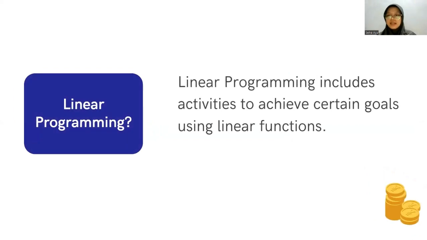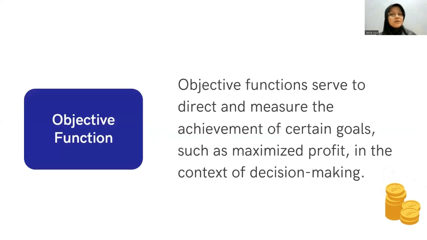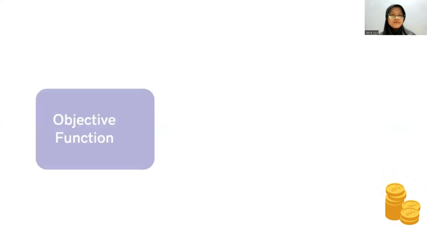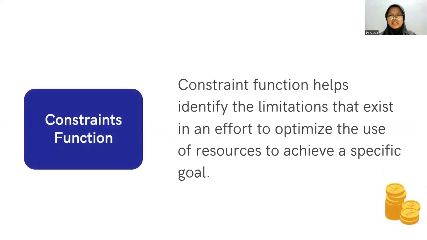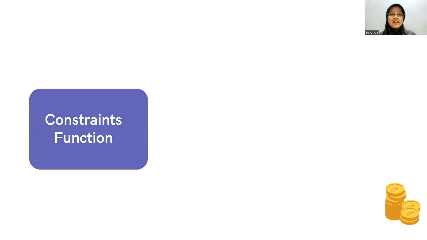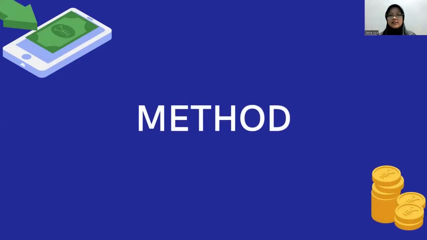So, what is linear programming? Okay, linear programming includes activities to achieve certain goals using linear functions. And then, what is the objective function? Objective functions serve to direct and measure the achievement of certain goals, such as maximum profit in the context of decision making. And then the constraint function. The constraint function helps identify the limitations that exist in an effort to optimize the use of resources to achieve specific goals.